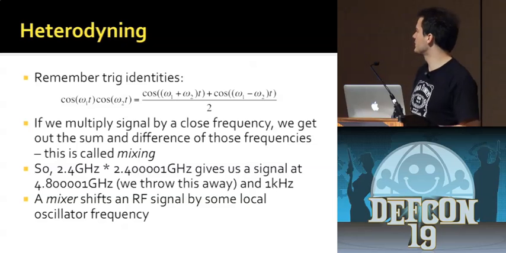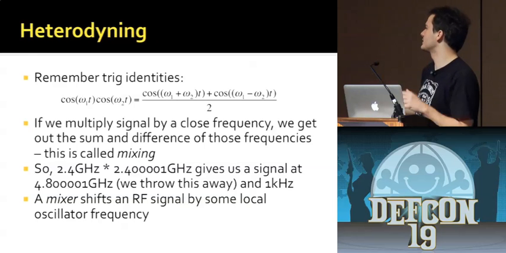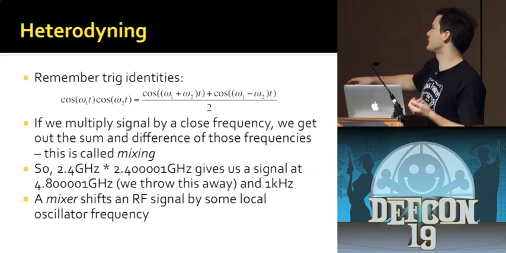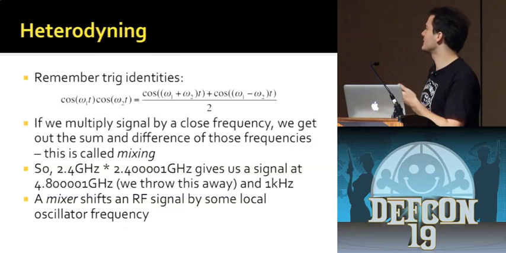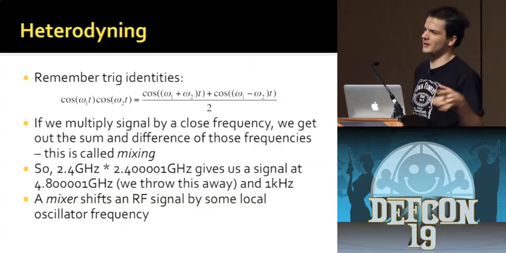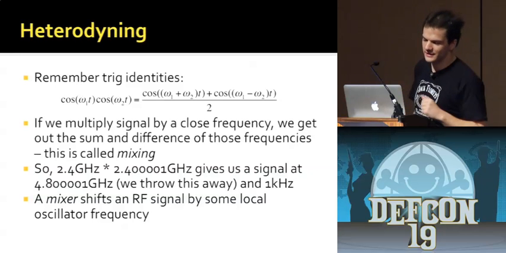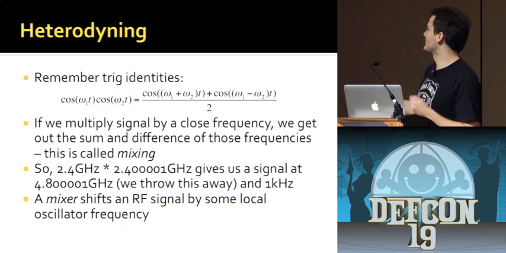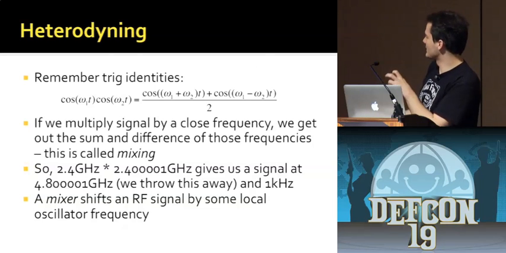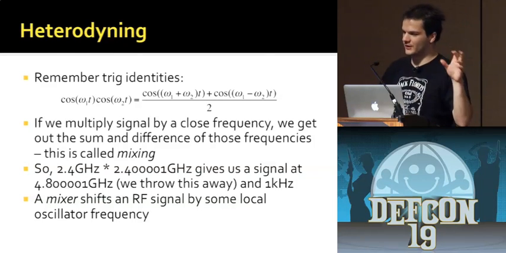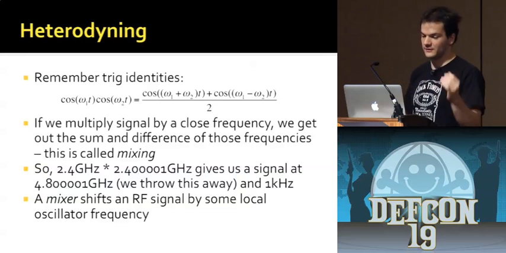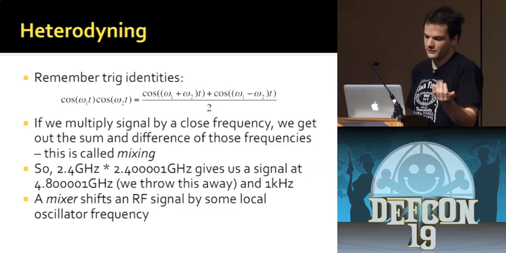As an example, if you take your 2.4 gigahertz Wi-Fi signal, and you mix that with something that's very slightly higher, 2.400001 gigahertz, then you get something at about 4.8 gigahertz, which you don't really care about because I don't really need it. And you get something at 1 kilohertz, which is actually a lot more interesting. So I can measure very precisely what the frequency of that second signal is if I'm very good at measuring the first one, because they're really close to each other. And I can get this 1 kilohertz resolution, for instance.